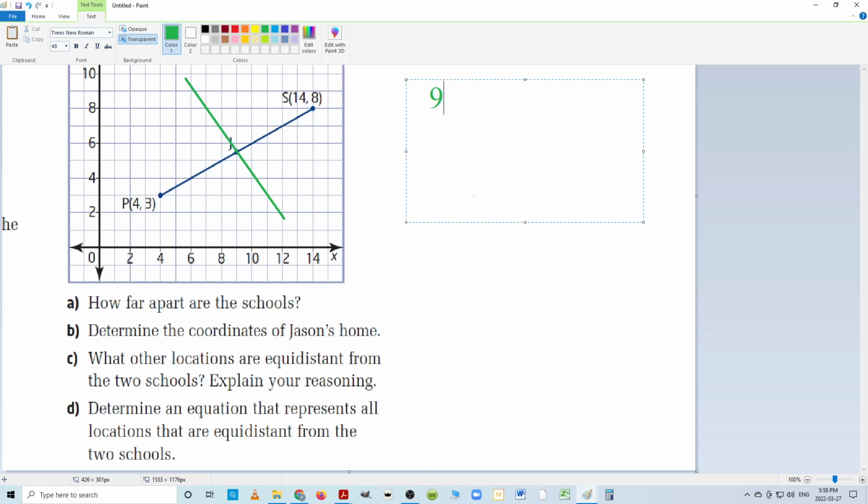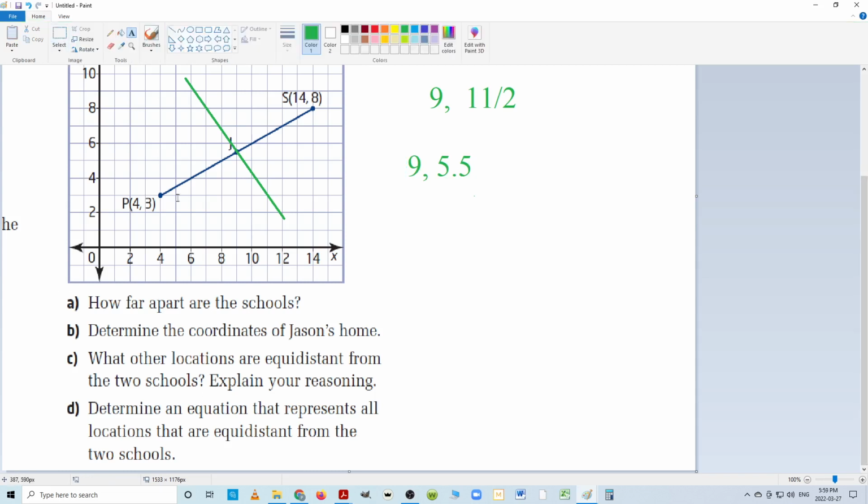And then the other one, y, is 8 plus 3 divided by 2. So we get 11 divided by 2. So we're talking about 9, comma 5.5. And if I look quickly, sure enough, there's 9 and 5.5. And then the tough part is figuring out this perpendicular.